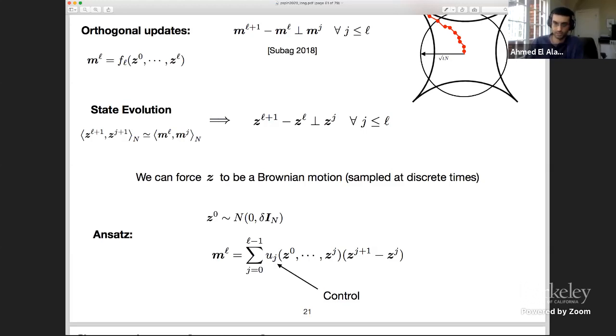But I didn't do that just for the sake of presentation. By the way, you can see that's how we presented it in the paper. If you look at the paper, that's exactly the way we presented it.